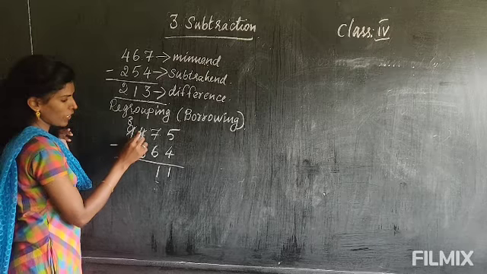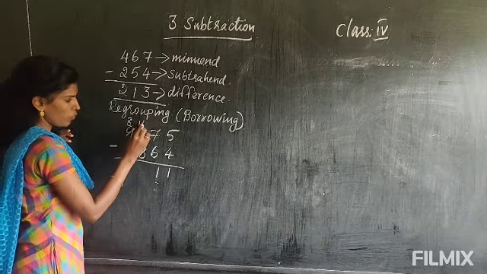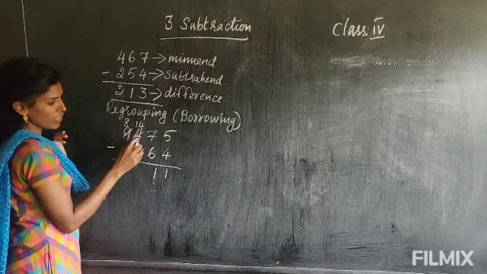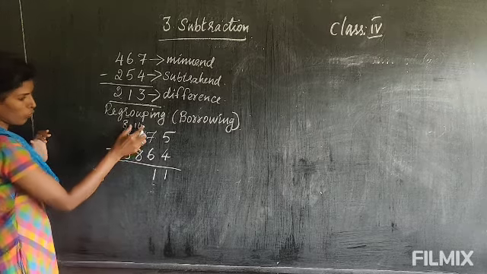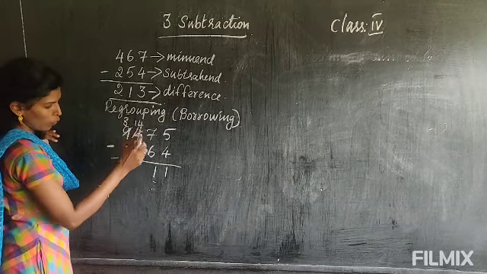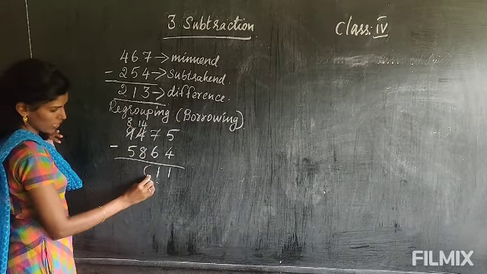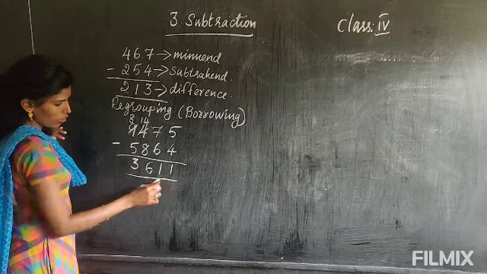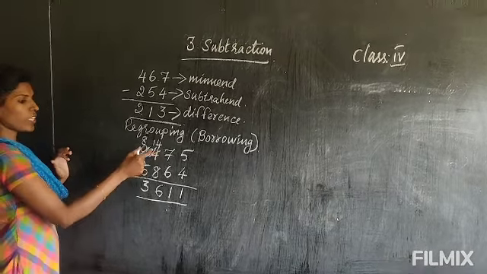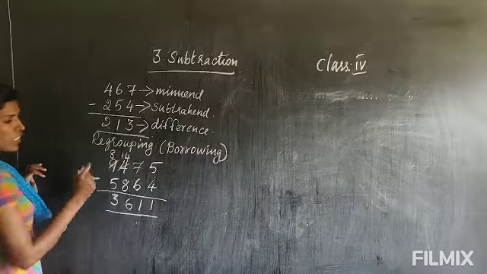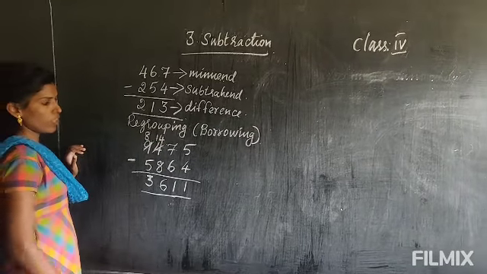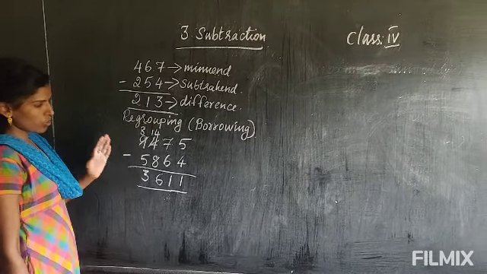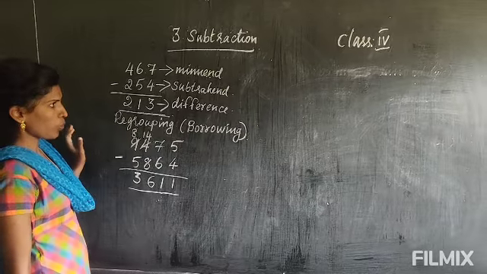When that 1 comes here, this will become 14. Now 14 minus 8, it is 6. 8 minus 5, 3. So this is called borrowing. When you cannot minus, you borrow from the next digit and carry it to the digit where you are supposed to minus. So this is called regrouping or borrowing.